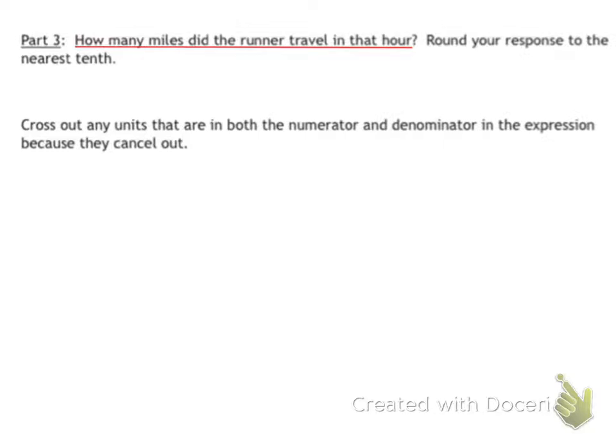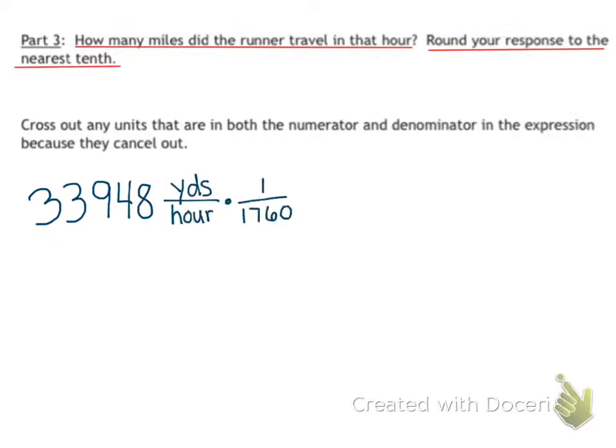Now here's part 3. I want to know how many miles did the runner travel in that hour. So now I need to convert again, and we're rounding to the nearest tenth. So let's take what we know. He runs 33,948 yards in 1 hour. And I know that 1 mile equals 1,760 yards.